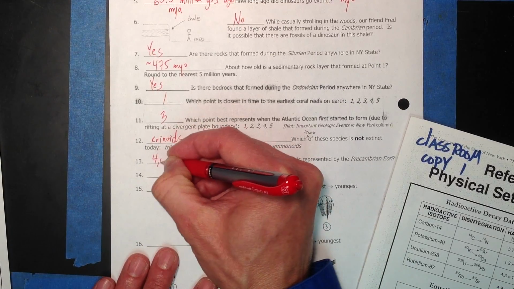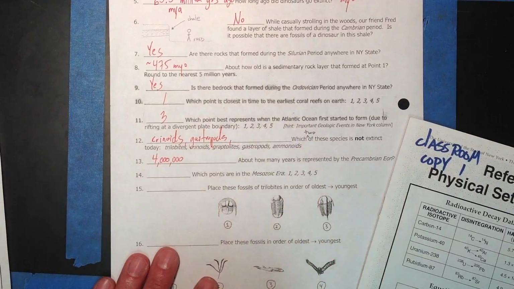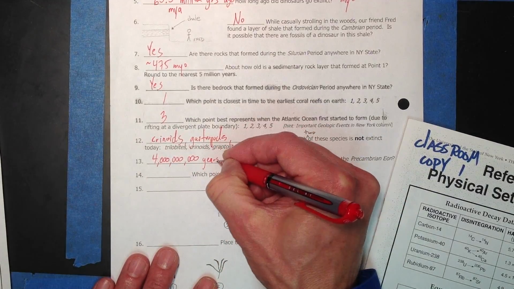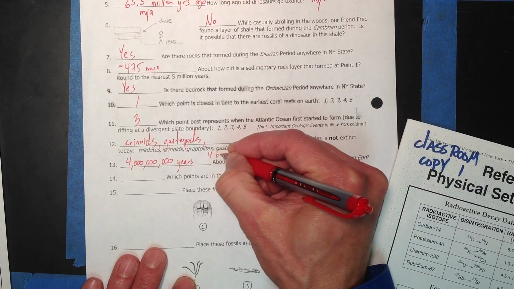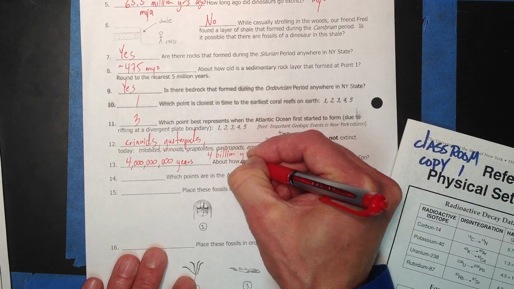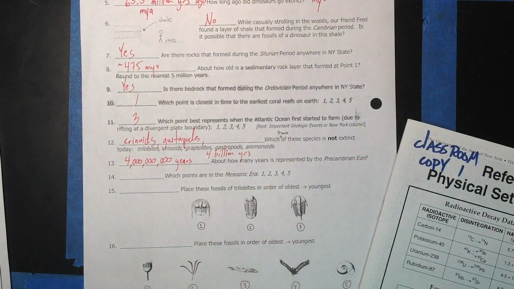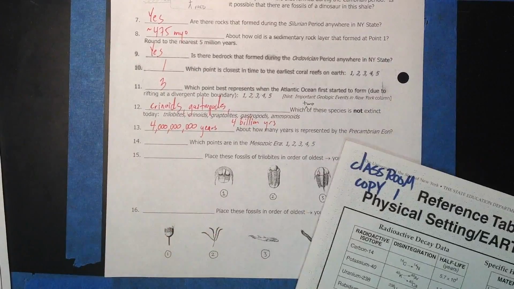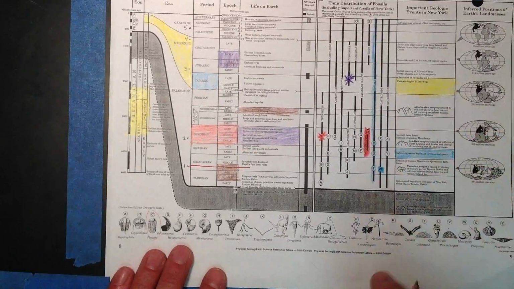Now, you could write it like this. I do like to write it like this. That's million. I like to see all the zeros. Okay, but you could write 4 billion years. 4.1, fine, whatever. That's close enough. 14. Which points are in the Mesozoic era? 1, 2, 3, 4, or 5.